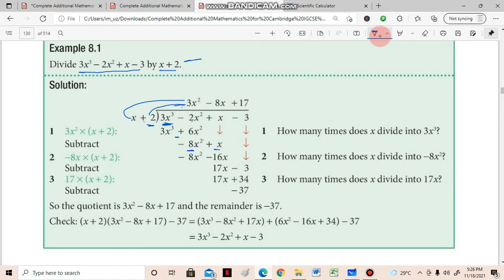Now we will see the first term, which is minus 8x squared. Now we will see which term we will multiply x with to get minus 8x squared. So we know that we have to multiply it with minus 8x, because x multiplied by minus 8x is equal to minus 8x squared. So we have gotten minus 8x squared, and then we will multiply 2 with the same term. So this will become plus 2 multiplied by minus 8x. So this will become minus 16x.